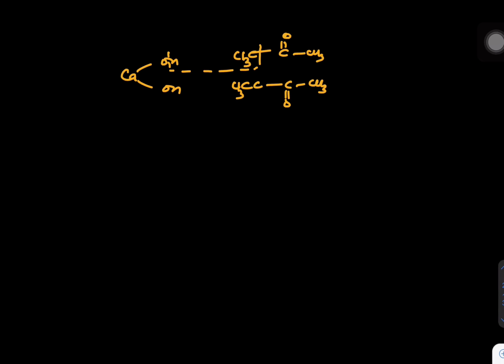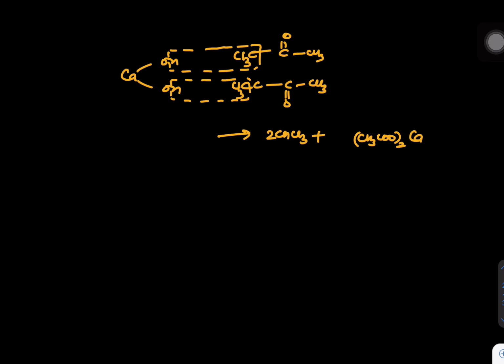You get CHCl3 from both the cases, this one as well as this one, and along with CHCl3, the byproduct will be this time (CH3COO)2 Ca. That's the only difference in the first one and the second one.